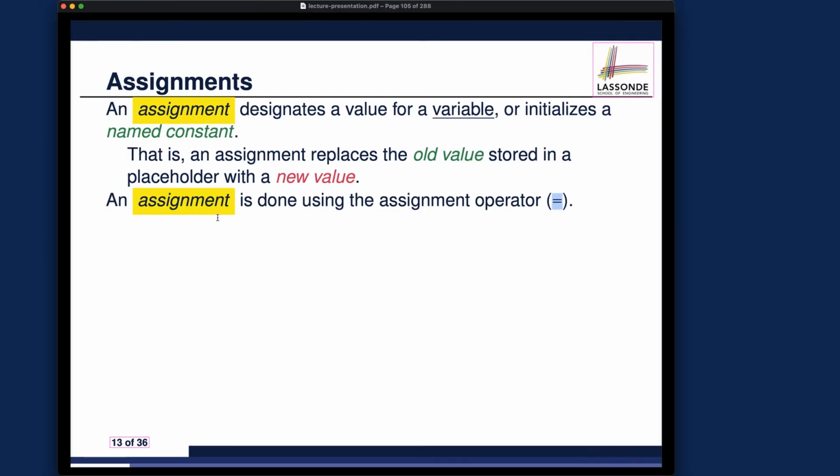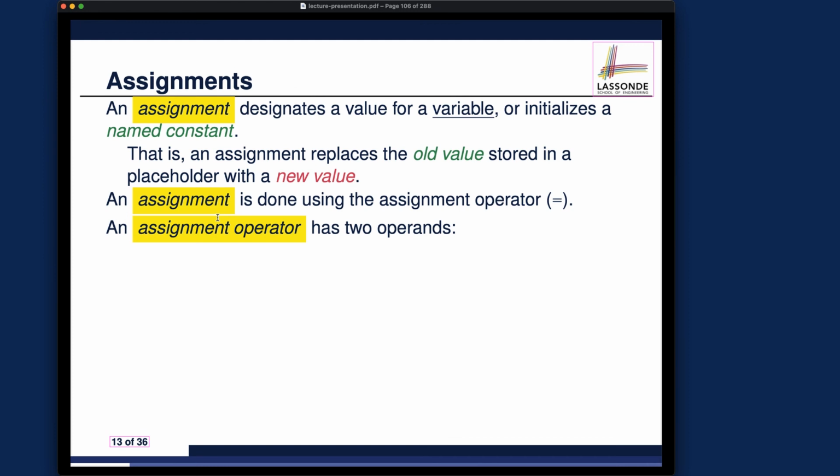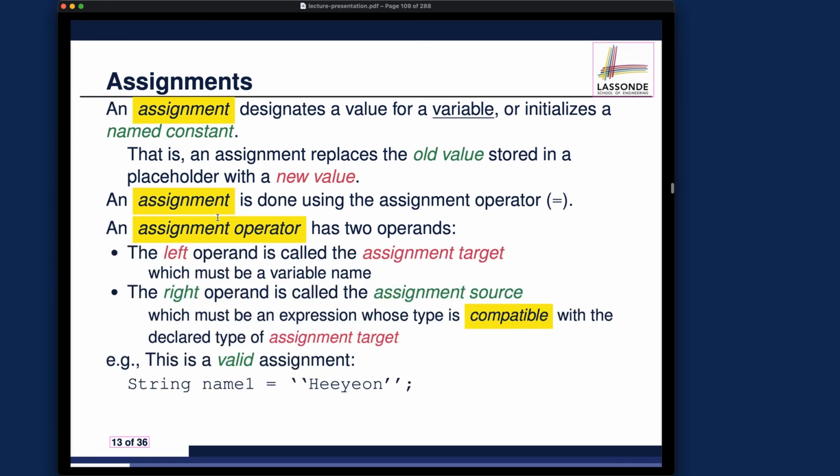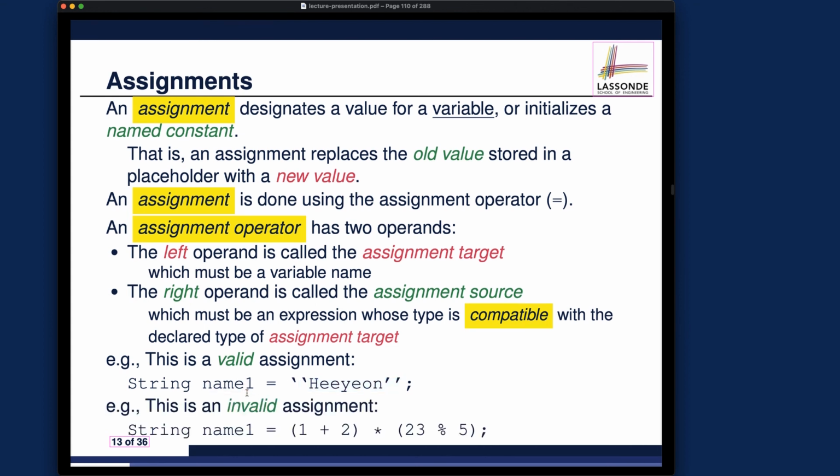Okay, and then the assignment operator has two operands. You've got the left and you've got the right, right? The value of the right-hand side, the source, must be compatible with the target. I already illustrated that for you. For valid assignments, you can see name1 was declared to be of type String. Only string values can be assigned to it, either a string literal or maybe just another string variable, which means we're going to copy the string value in that variable over to the target. Either way.